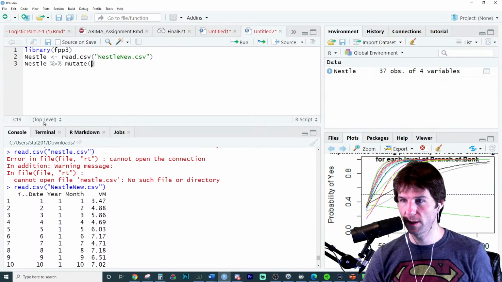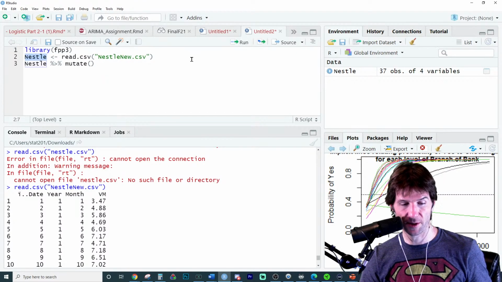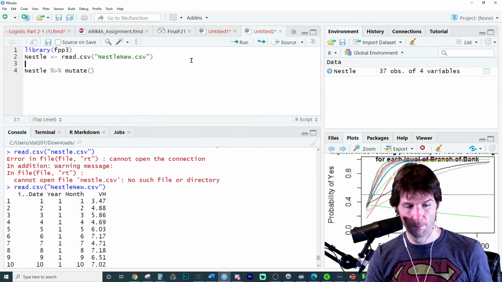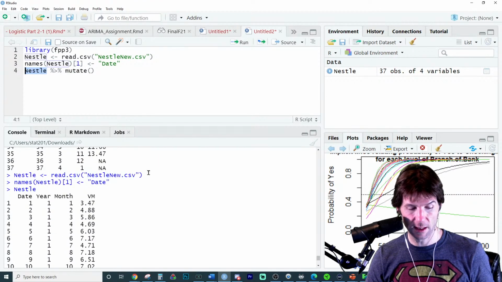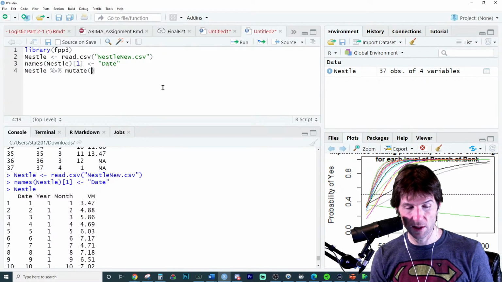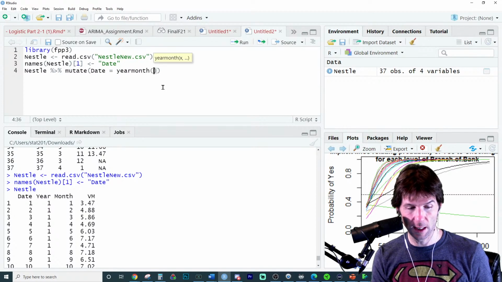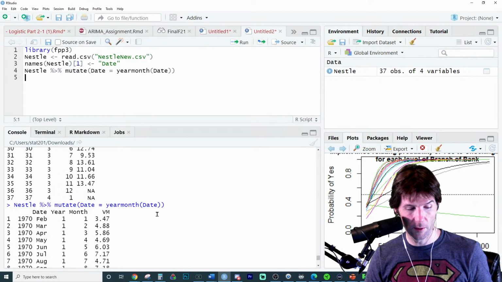what if I do this? I don't like the name of that first column. Let me change that first column to date. So names, let's change it to date. Good, looks like date. Mutate, let's do date equals yearmonth on date. And there we go right here.